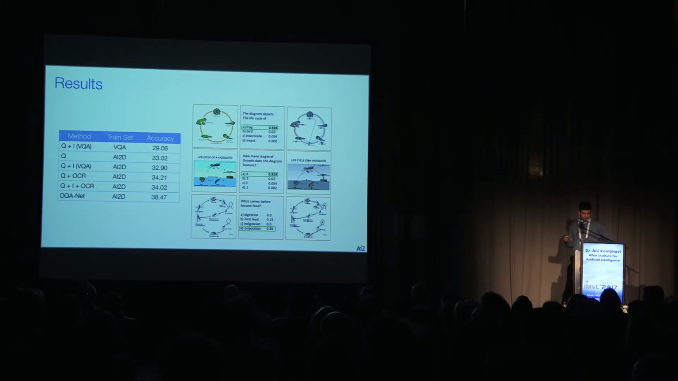Here are some examples of things that it's doing a decent job on. For example, it can count. It can say how many stages of growth the diagram features, and counting is basically counting the number of times the word connected appears in your context. You can also do things like what comes before second feed and so on.